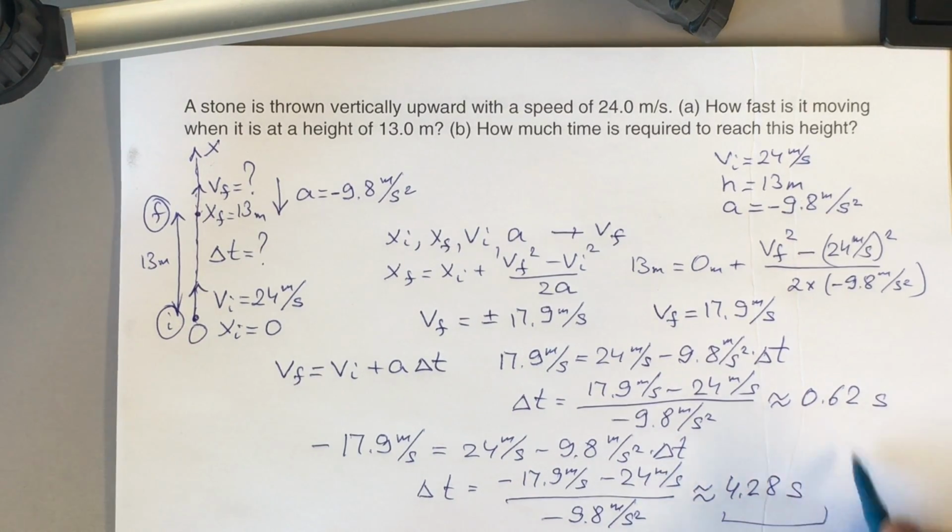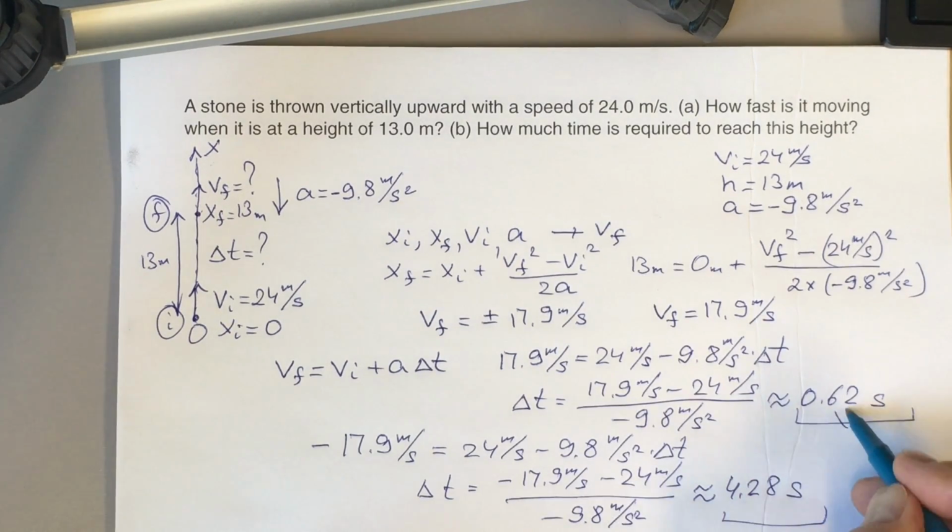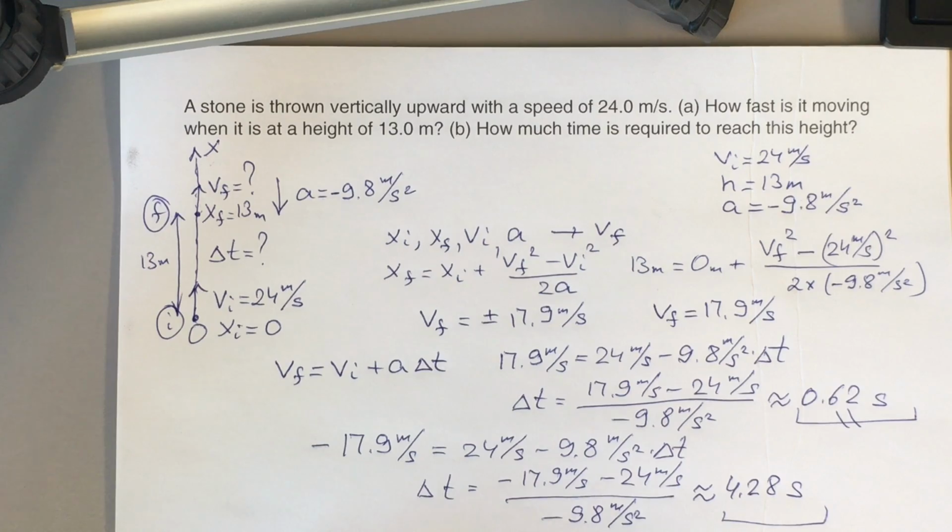So we have two different values for the time interval. Why do we have two? Because our stone passes the final point twice: once on the way up, so the time to fly up is 0.62 seconds, and another on the way down, so the time interval until the stone goes through the final point moving backward is 4.28 seconds. We solved the problem.